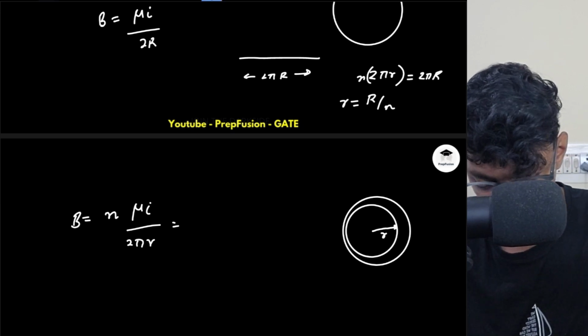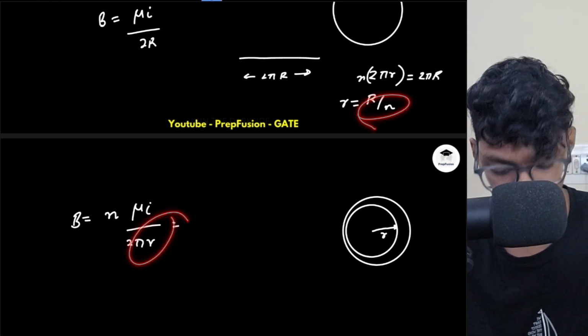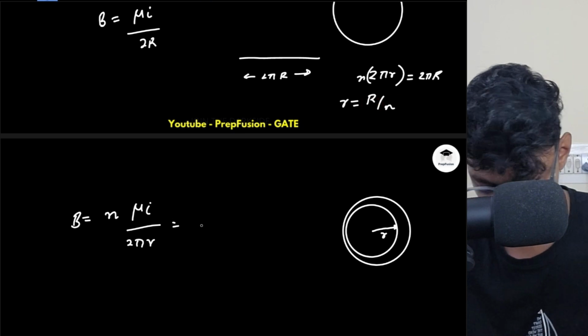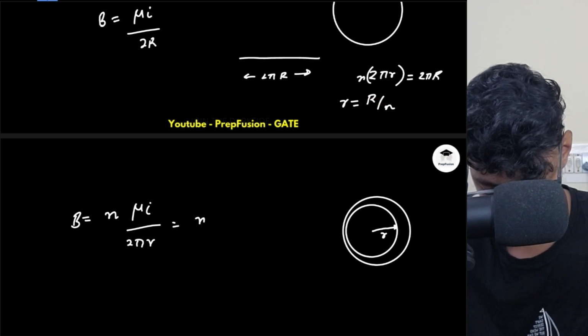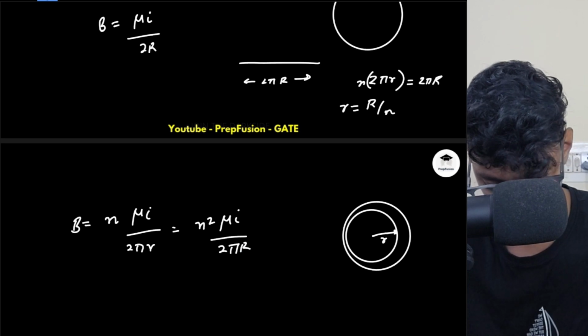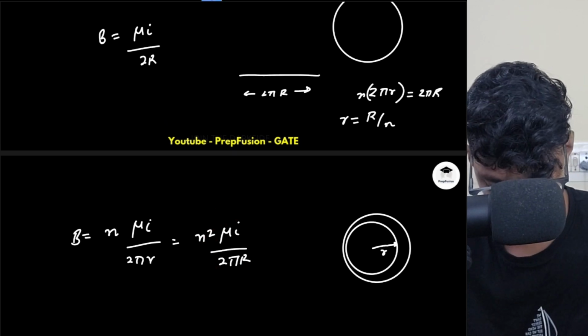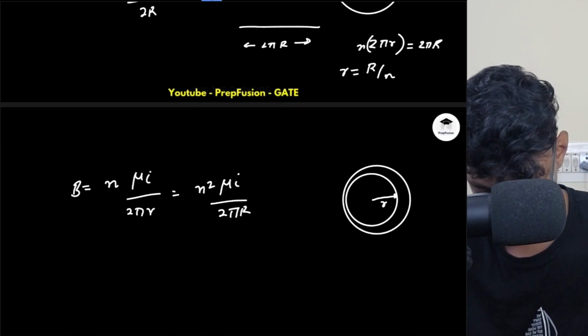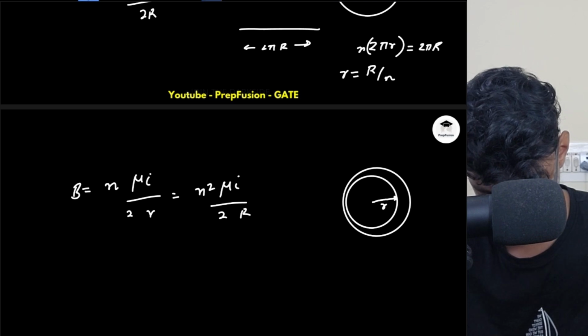But what is my r with respect to the previous values? It is capital R by n. So this becomes n square mu naught I by 2 capital R. Sorry, not 2 pi, this is simply 2R.